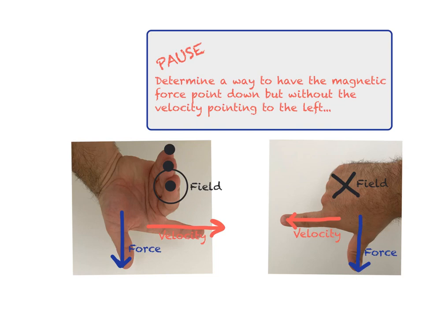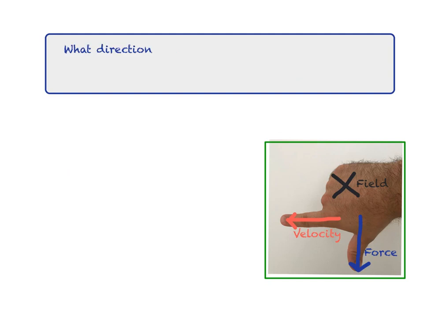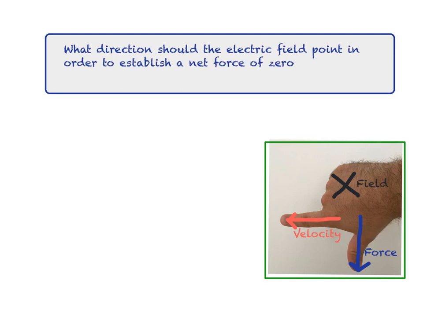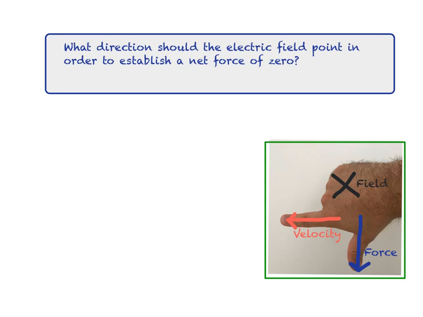So because it's easier to hold my hand that way, I'm going to say let's have the magnetic field pointing into the screen. Now the question becomes, what direction should the electric field be pointing in order to establish a net force of 0 between the electrostatic and the magnetic forces? So once again, I'll say pause the video and try to answer that yourself. So to answer this question, we're going to go back to our force diagram with the magnetic force pointing down, and now knowing that we need the electrostatic force to point up.